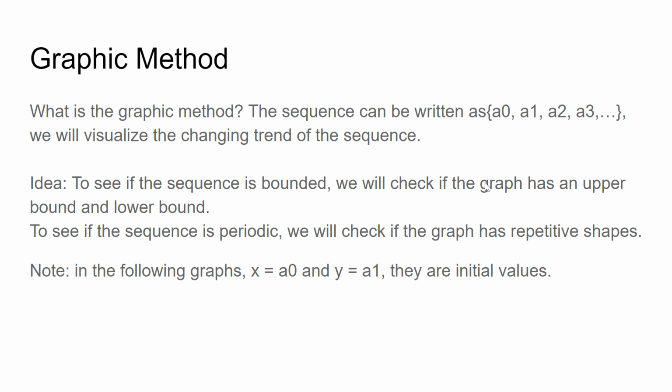Just now I mentioned the graphic method. So what's the graphic method? The sequence can be written as follows, and we can visualize the changing trend of the sequence. That's exactly what the graphic method is. Also, how to interpret each graph is very important. To see if the sequence is bounded, we check if the graph has an upper bound and lower bound. To see if the sequence is periodic, we check if the graph has repetitive shapes. Also note that in the following graphs, x equals a sub 0 and y equals a sub 1, both of them are initial values.